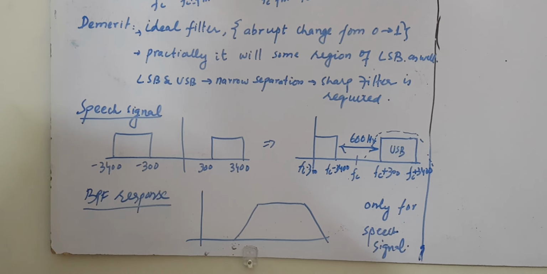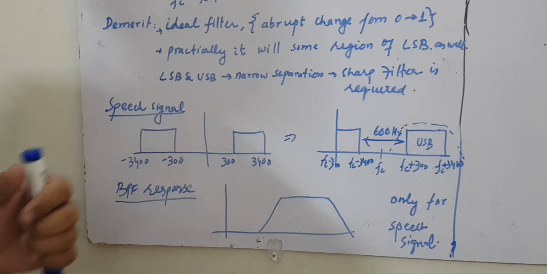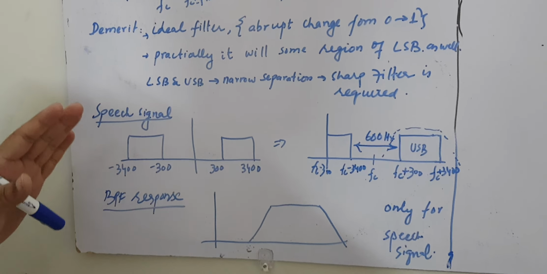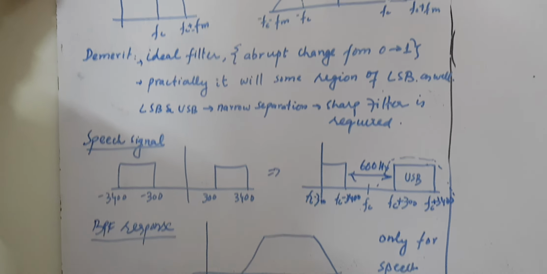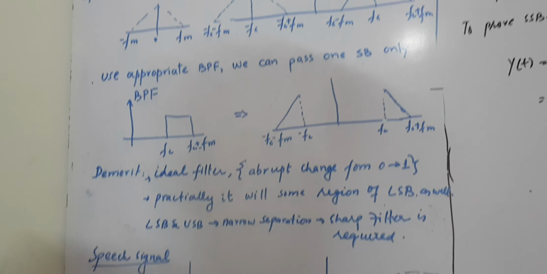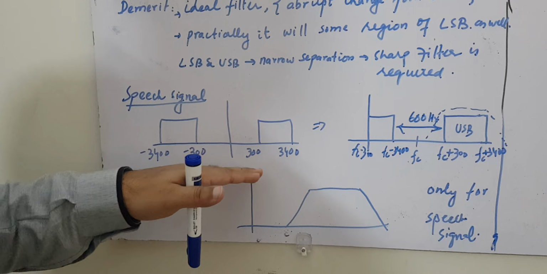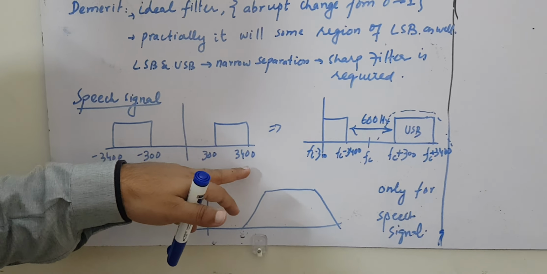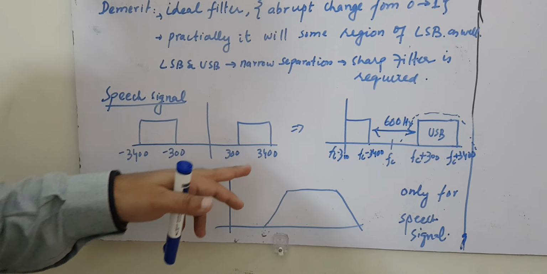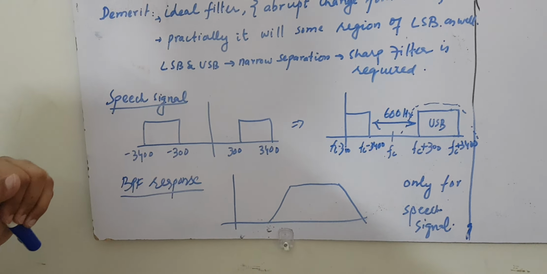But fortunately, you can use this method for the speech signal. The spectrum of the speech signal is something like that, because the range of the speech signal is 300 to 3400 Hz. That is the higher side, and this one is the lower side.